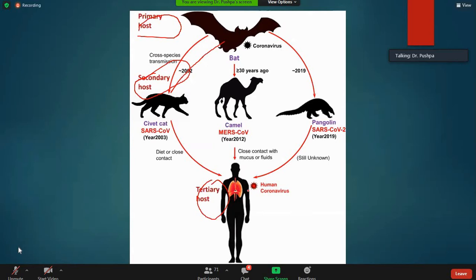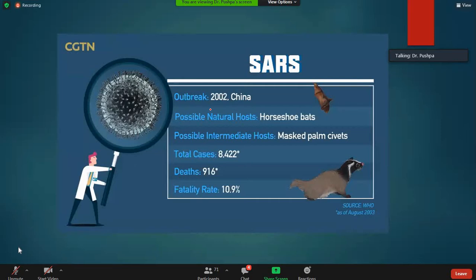So in SARS, the outbreak occurred in 2002 in China. Possible natural hosts were the horseshoe bat, and intermediate hosts were masked palm civets like this. Total cases were 8,422 and deaths were 916, and the total fatality rate was 10.9.